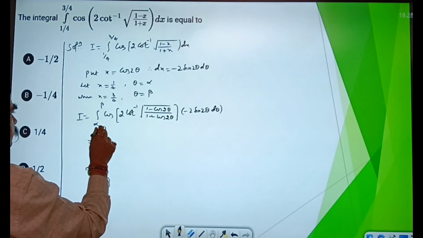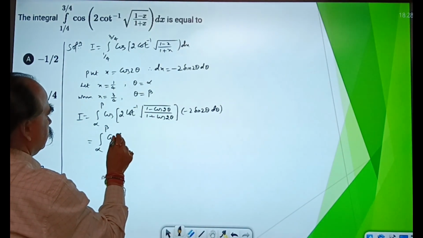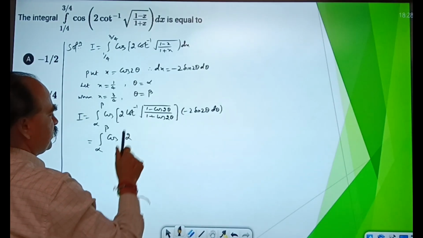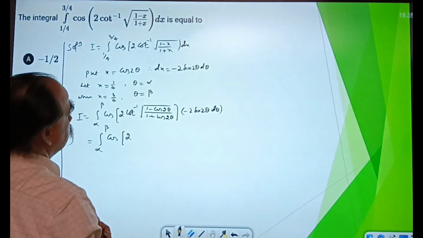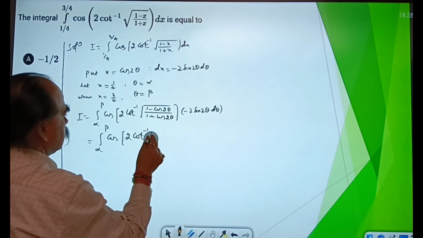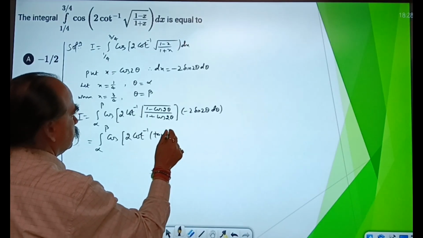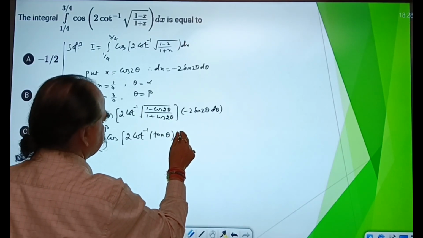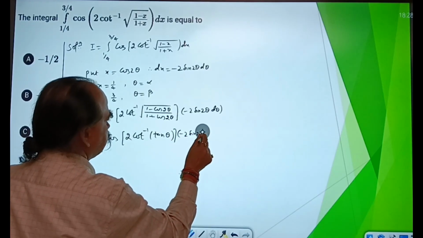Integral alpha to beta, cos of... 1 minus cos 2 theta is what? 2 sin square theta, 2 cos square theta. So tan square theta, cot inverse tan theta, and this is minus 2 sin 2 theta d theta.